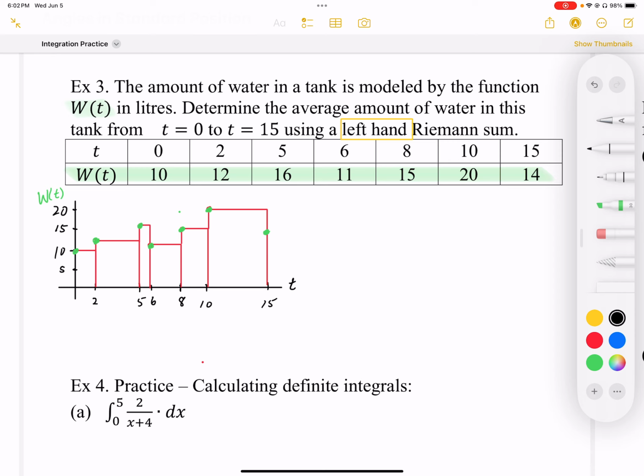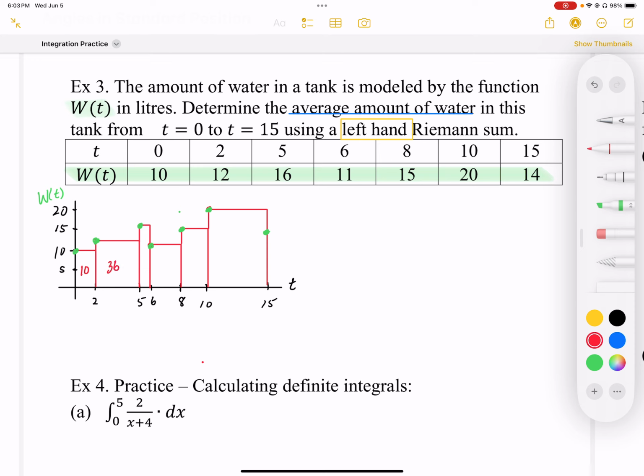The other thing is we are dealing with an average amount of water. Okay, so we're going to calculate the area, so the total area, but we're also going to work out the average value or the average height, which means that we need to use a formula for that. Okay, so you're calculating each individual rectangle here. I have a 2 by 10 rectangle. I've got a rectangle that's 12 high, 3 wide.